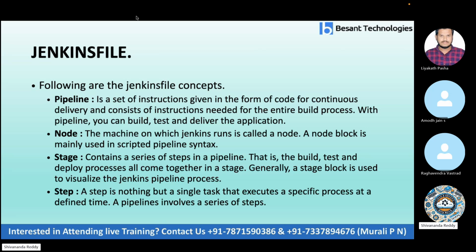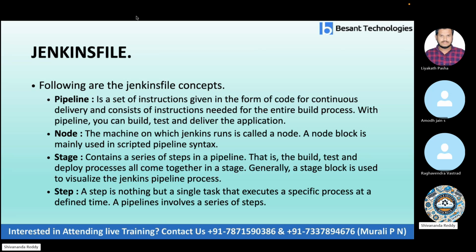Node: the machine on which Jenkins runs is called a node. That means the server on which Jenkins is running, we call it a node. A node block is mainly used in scripted pipeline only. Remember, the node keyword is only available, or we need to write it, in scripted pipeline only. As discussed above, there are two types of pipelines: scripted pipeline syntax and declarative pipeline syntax.